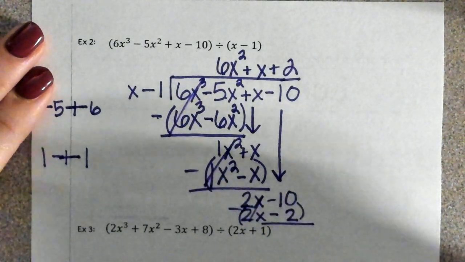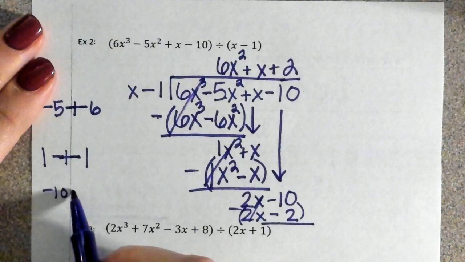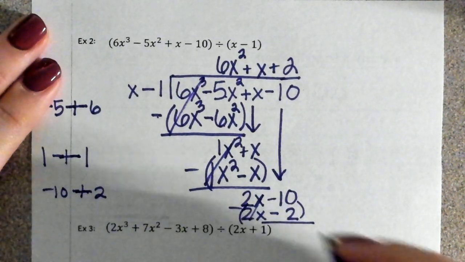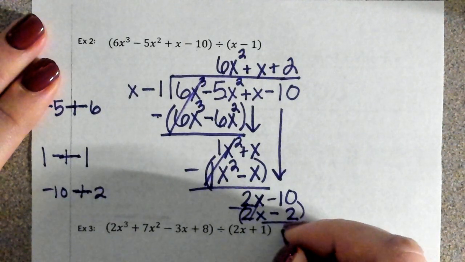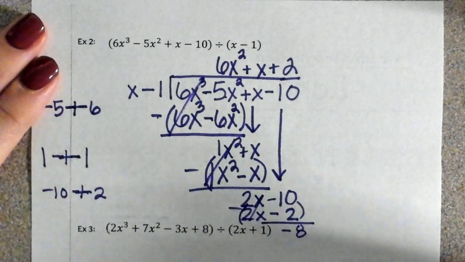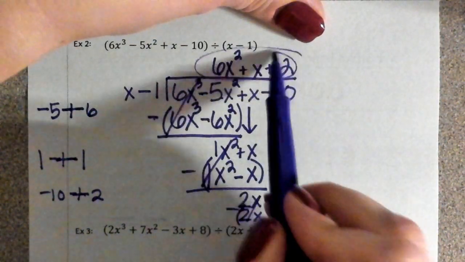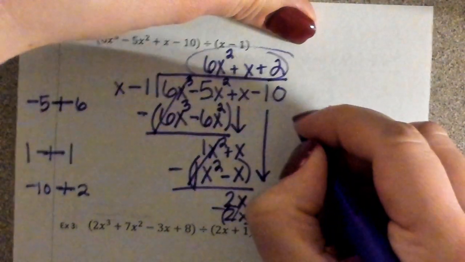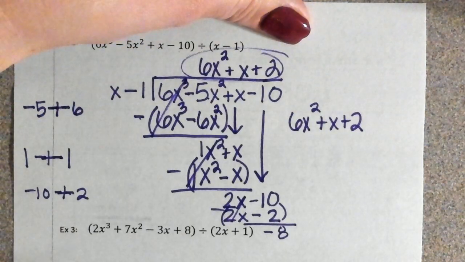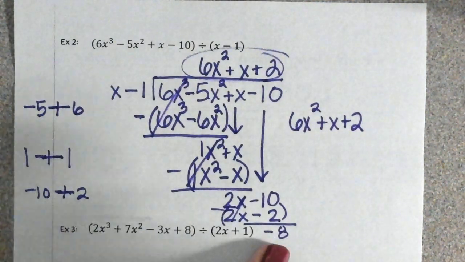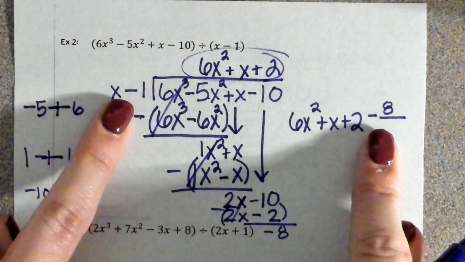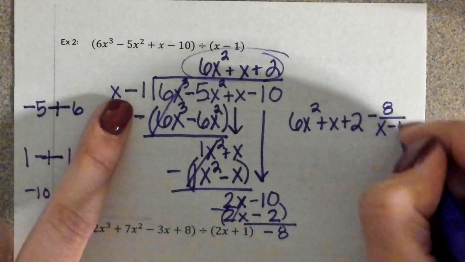Negative 10 minus negative 2 is negative 10 plus 2, which is negative 8. Okay, now when we write our answer, it's this plus our remainder. So our answer is 6x squared plus x plus 2. And then our remainder, since it's negative, we'll write minus 8 over our divisor, x minus 1.